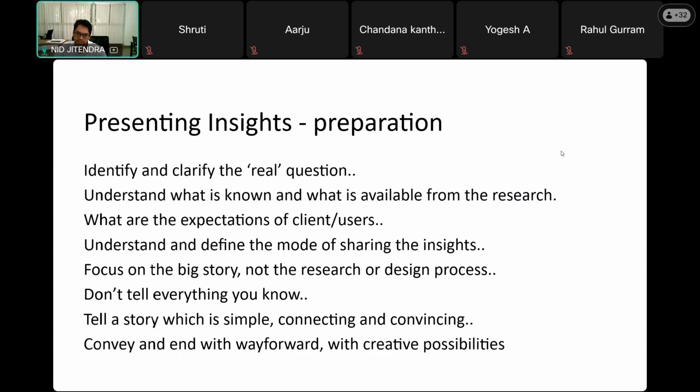How you present your insights matters, because your investors, your funding agencies, your customers would be looking at what you have on offer. So present your insights in the right manner, because insights will lead to direction and solutions. Maybe insights should not be presented straight away, but in the form of an outcome. Identify and clarify the real question and then present the insight. That is, this was the question and we felt that this is going to happen.